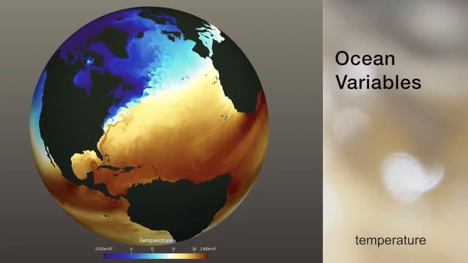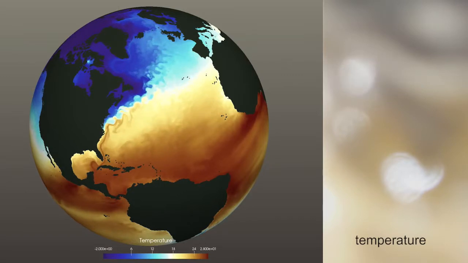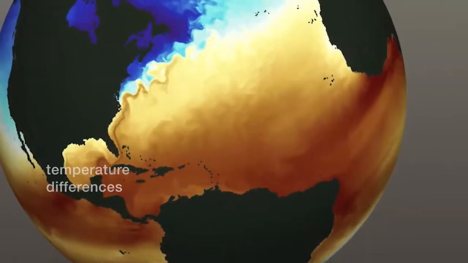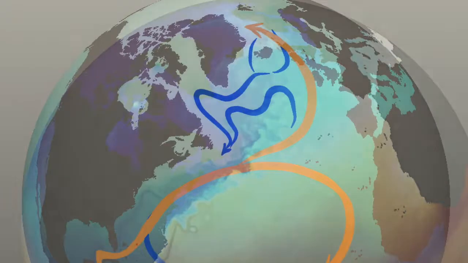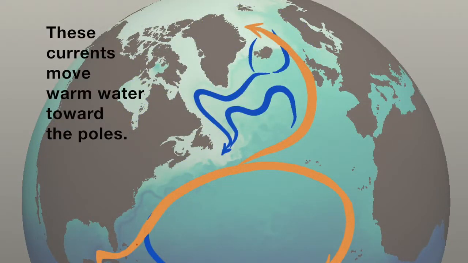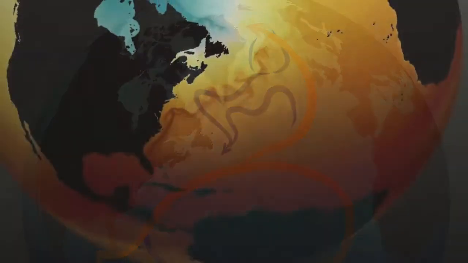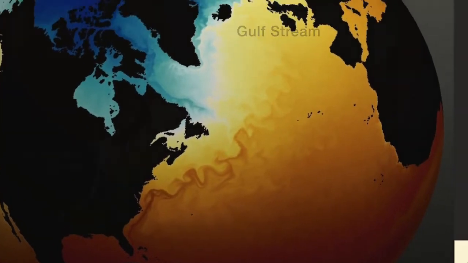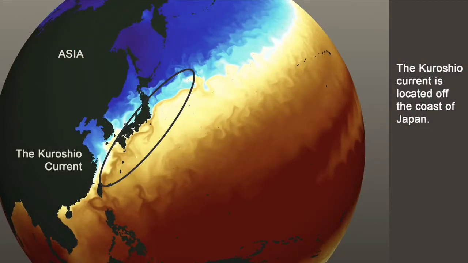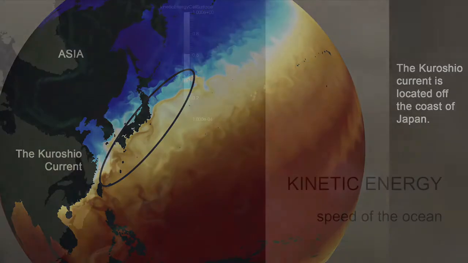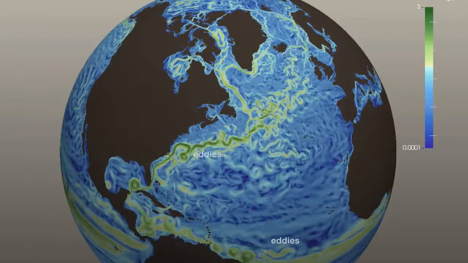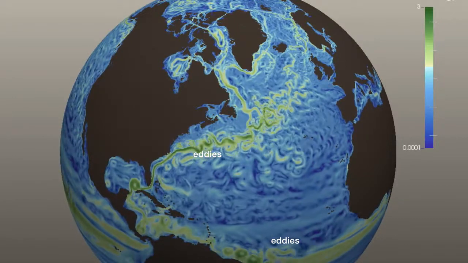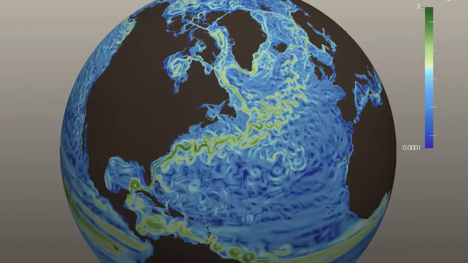There are several variables that we typically visualize from ocean simulations. Temperature differences from the equator to the poles are a major driver of ocean currents. These currents move warm waters towards the poles. This can be clearly seen by the Gulf Stream in the Atlantic Ocean and the Kuroshio Current beside Japan in the Pacific Ocean. Kinetic energy shows the speed of the ocean. Currents like the Gulf Stream and the Kuroshio appear as meandering flows, spawning eddies on either side.